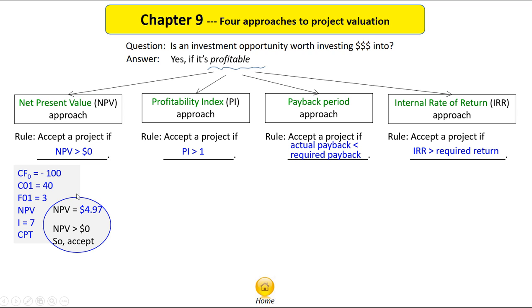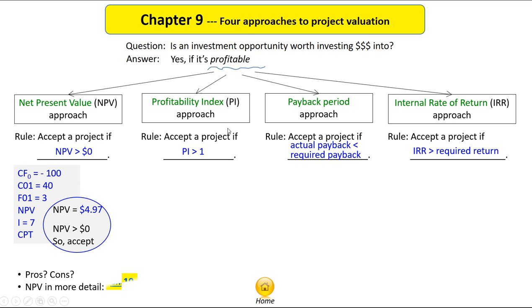$4.97. How do you analyze this result? Well, because the net present value is above $0, this project is profitable. This is the profit we will earn, $4.97. So the project should be accepted. And then we looked at some advantages and disadvantages, pros and cons of the net present value approach.